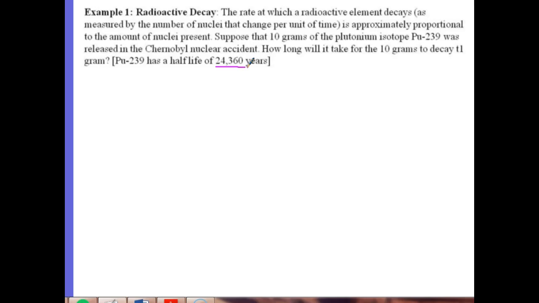So, that means we know what? What does this number of years represent? The time when it's 5 grams. Yes, this represents the half-life, the time at which the amount is half. So half-life is ln of 2 divided by k. So I can use that half-life to find my k value. My k value is equal to the natural log of 2 divided by that 24,360 years.